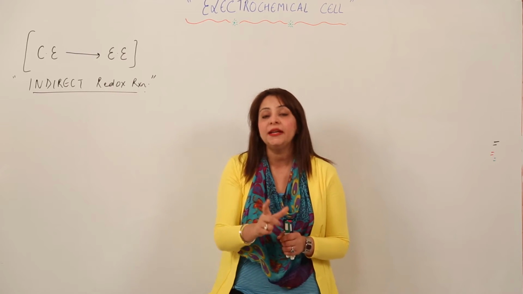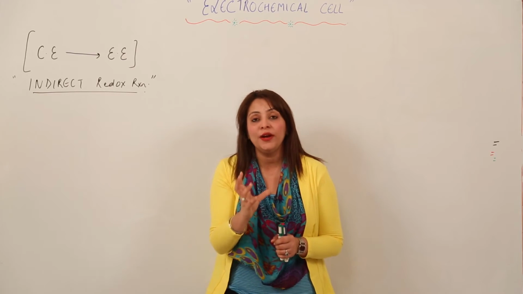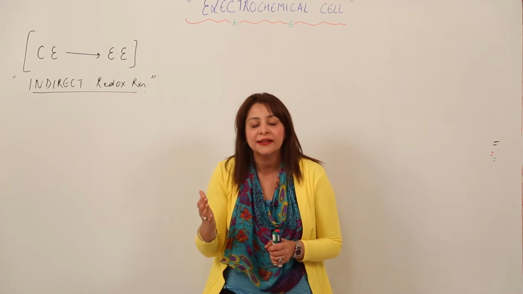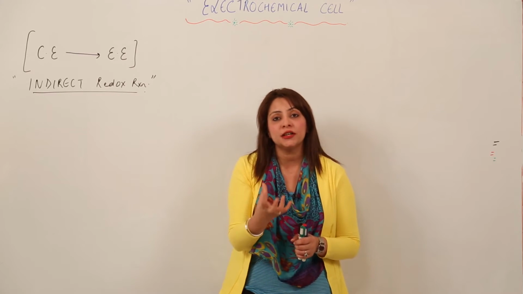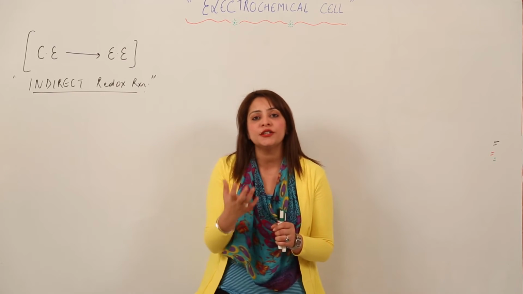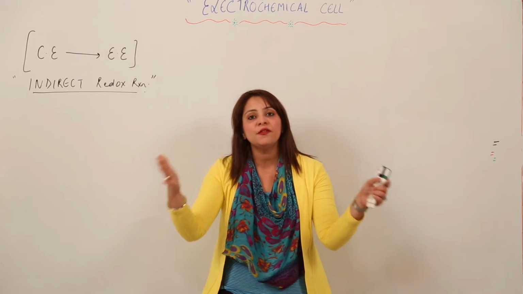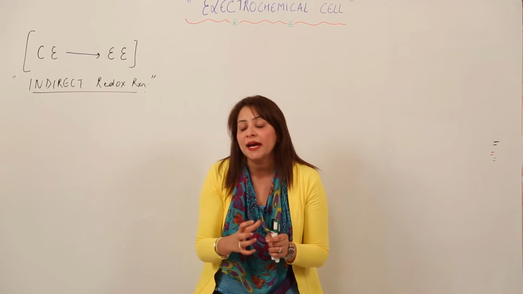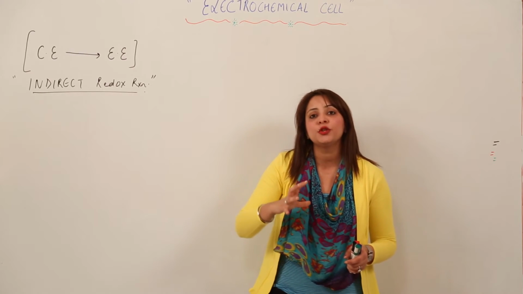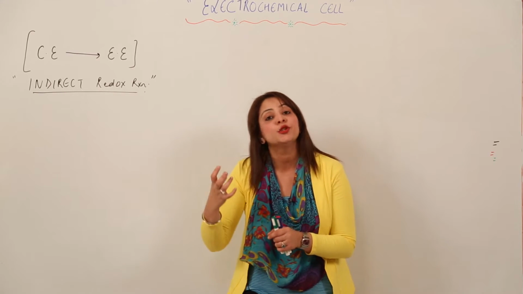Again, I am repeating, a direct redox reaction is one in which the electrons are not allowed to move through a large distance. That means oxidation and reduction occur in the same beaker, or the atoms which undergo oxidation or reduction are present in the same beaker. They are not far from each other, they are in close contact. So whenever a direct redox reaction takes place, we do not get electric energy. That means electric energy is not produced.